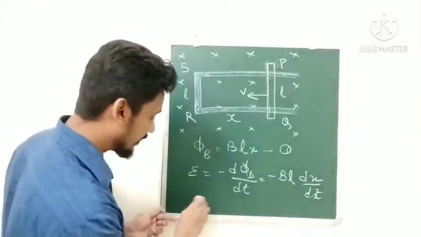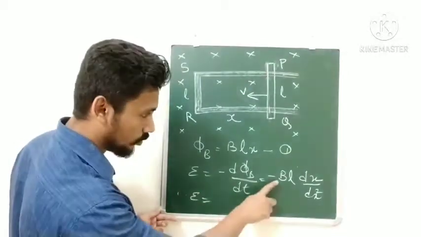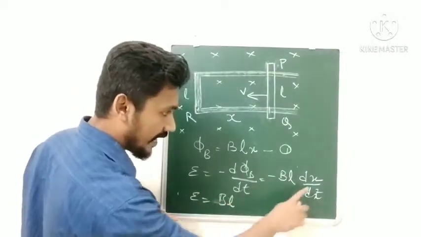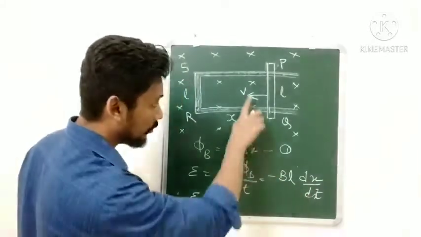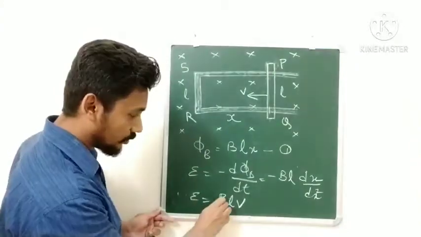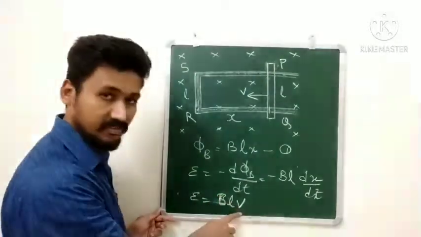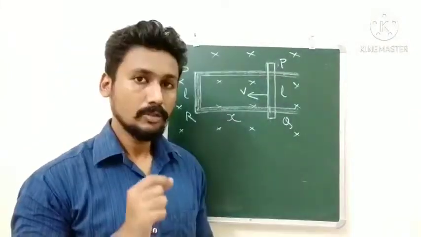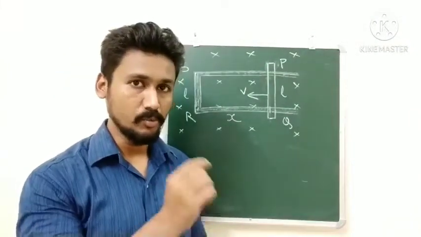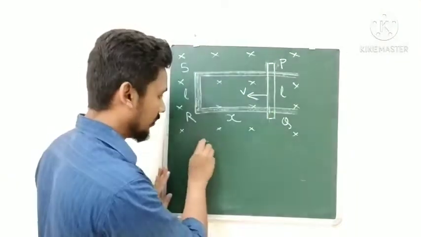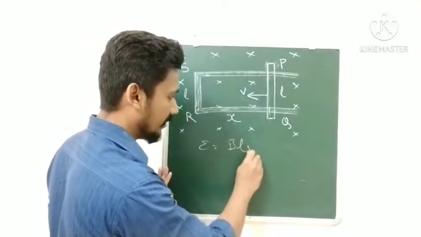Okay, so we will get this as, therefore E is equal to, as I said, BL will remain as it is, and minus dx by dt we will put as the velocity v. So you will get EMF generated is equal to BLV, magnetic field into length multiplied by velocity. So that is what happens when you move a rod in a magnetic field. There will be an EMF set into it, which is given by BLV.